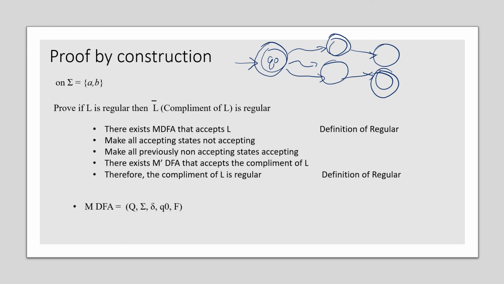So there exists a DFA that has a set of states, an alphabet, a set of transition functions, an initial state, and a set of final or accepting states. And for the complement, the set of final or accepting states is the set of states minus the previously accepting states. So hopefully this is clear and you understand that. This is an example of how to do a proof by construction. In the next video, we will talk about NFAs.